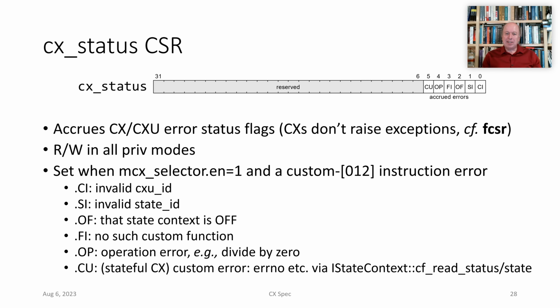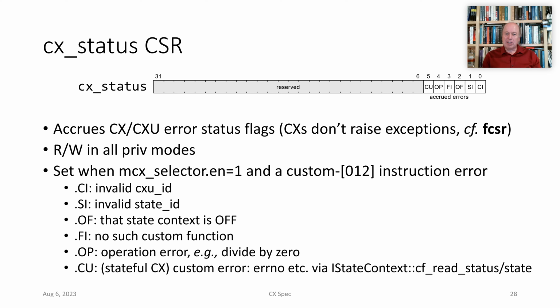The CX status CSR accumulates error status flags carried back in a CXU response. It's read-write in all modes. Typically, software will zero this register, perform one or more custom instructions, and then read it back to determine if anything went wrong. Error flag fields in CX status are set when MCX selector is enabled and an error occurs during execution of a custom function instruction.